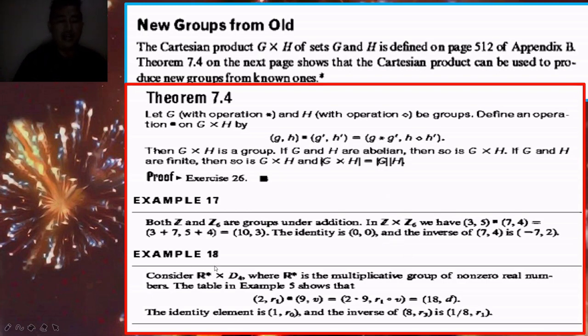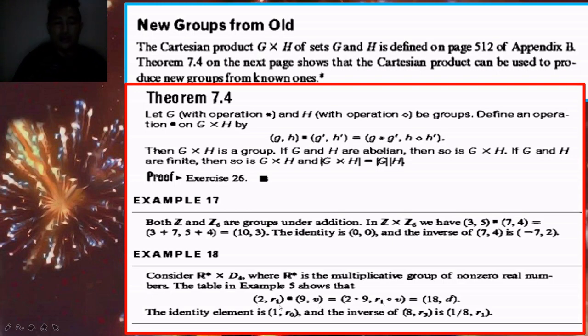Example number 18. R star cross D4. R star is infinite, while D4 is finite, so the order is infinite. Consider R star times D4. R star is the multiplicative group of non-zero real numbers, so multiplication is its operation. In D4, the operation is composition.